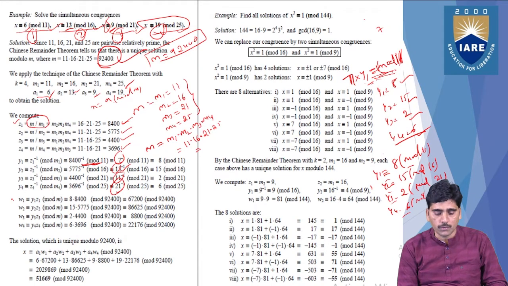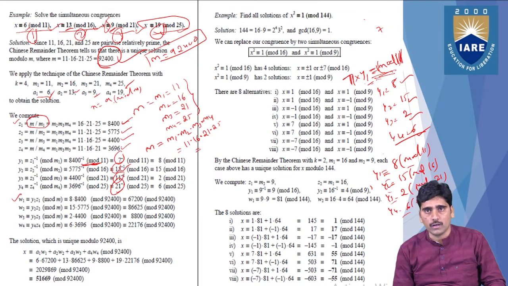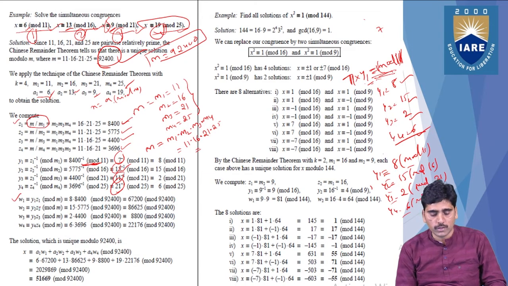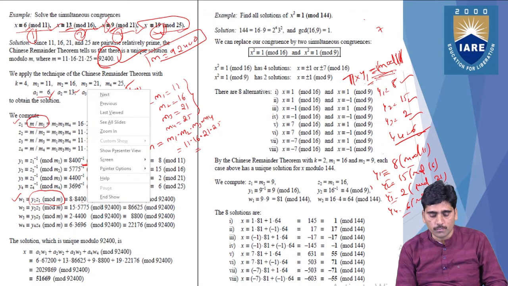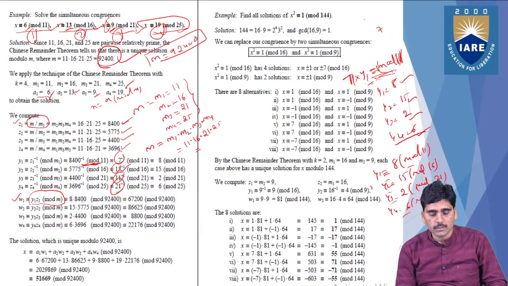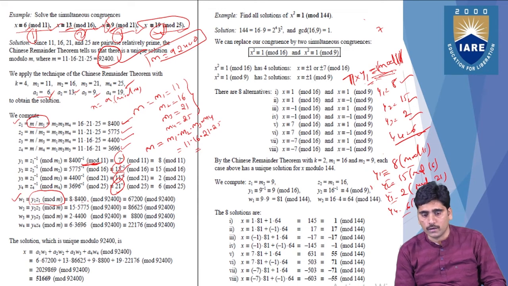You need to find the w1 values. How will you get them? w1 equals y1 z1 of mod m. So y1 is 8, and z1 is 8,400, and mod m is 92,400. So 8 into 8,400 mod 92,400 is nothing but 67,200 mod 92,400.